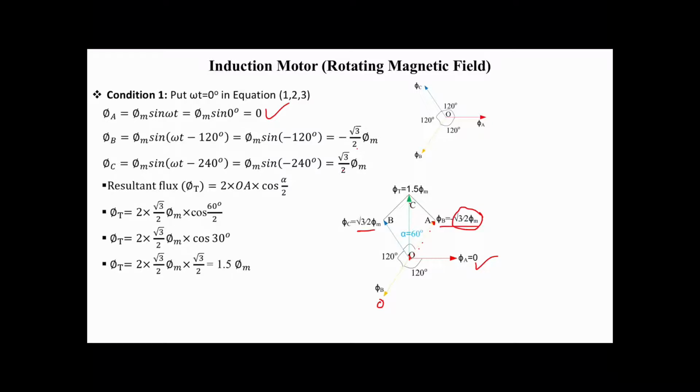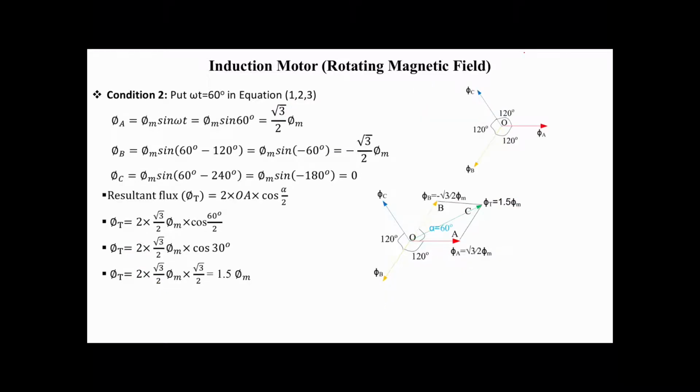Phi t is equal to 2 into root 3 by 2 phi m multiplied by root 3 by 2. Here 2 will be cancelled out. So root 3 into root 3 is equal to 3, and 3 by 2 is equal to 1.5 phi m. In this way we get the resultant flux phi t is equal to 1.5 times the maximum flux.